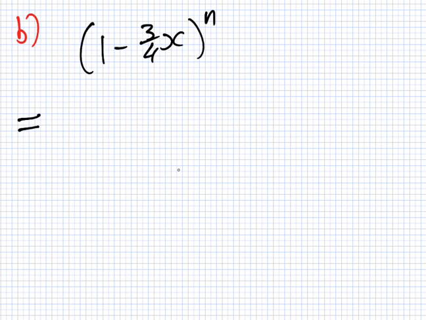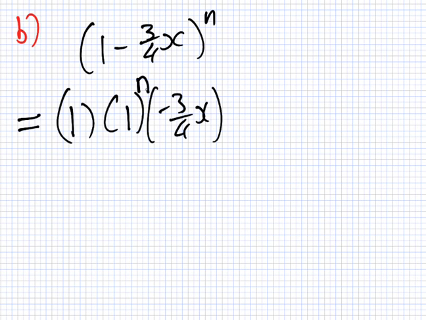But if we want to use Pascal's triangle, what is the first number in Pascal's triangle on any row? 1. So the first one here would be 1 from Pascal, and then 1, and then minus 3 over 4 x. That would be power n, and that would be power 0. Now the next number in Pascal's triangle: it goes 1, then 1, 1. Second row is 1, 2, 1. Third row is 1, 3, 3, 1. Fourth row is 1, 4, and so on.